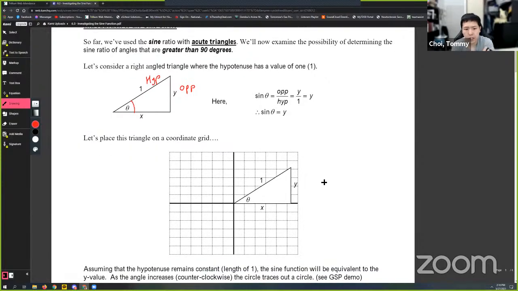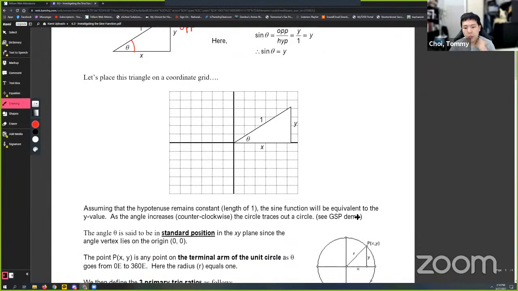So if we place this triangle on a Cartesian plane, it looks like this. If we draw a circle with a radius of 1, we can fit any triangle on it. Any triangle works for that unit circle as long as its radius is 1. Assuming the hypotenuse remains constant, the sine function will always be equal to the y value. That's really important. So the sine function is equal to y when the unit circle exists, and it doesn't matter what the length is.